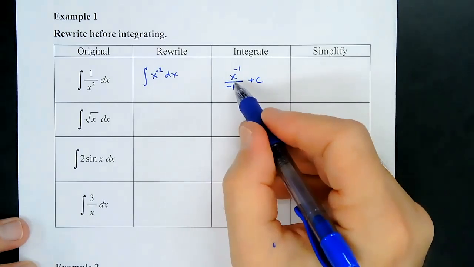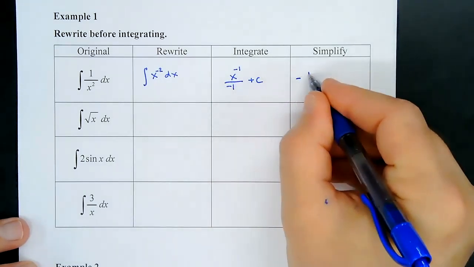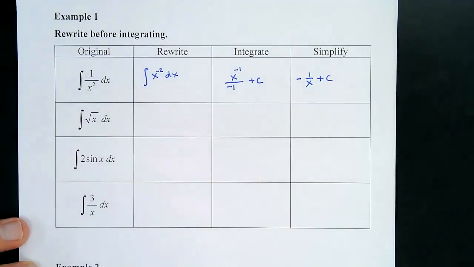Now, what does this mean? What does negative x to the negative 1 mean? It means negative 1 over x plus c. So that would be the answer to this integral, okay?